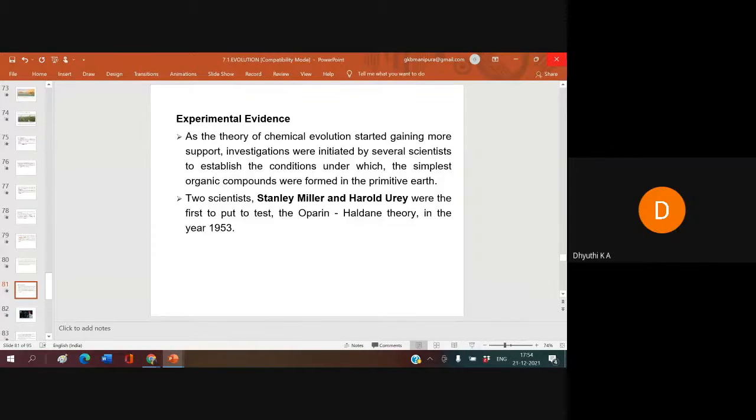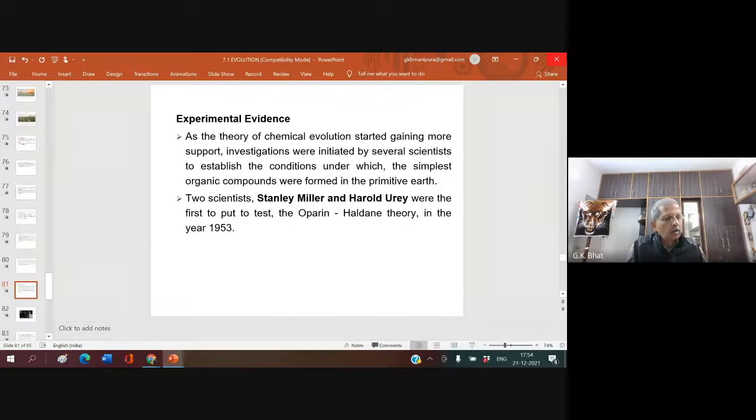No, sir. Okay. Now we shall take up experimental evidence. Some scientists, especially the two great scientists, Stanley Miller and Harold Urey, designed an experiment just to test: is it possible to get such organic molecules if we simulate the conditions that existed then? Yes, they could do that.